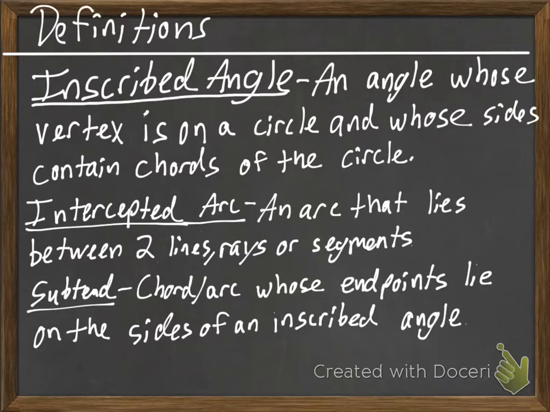An intercepted arc is an arc that lies between two lines, rays, or segments, and a subtend is the arc whose endpoints lie on the sides of an inscribed angle.